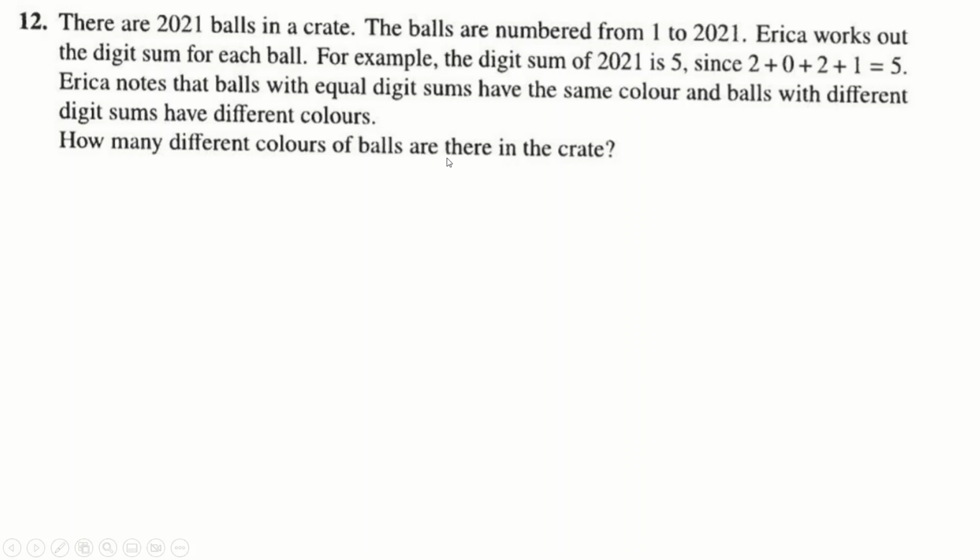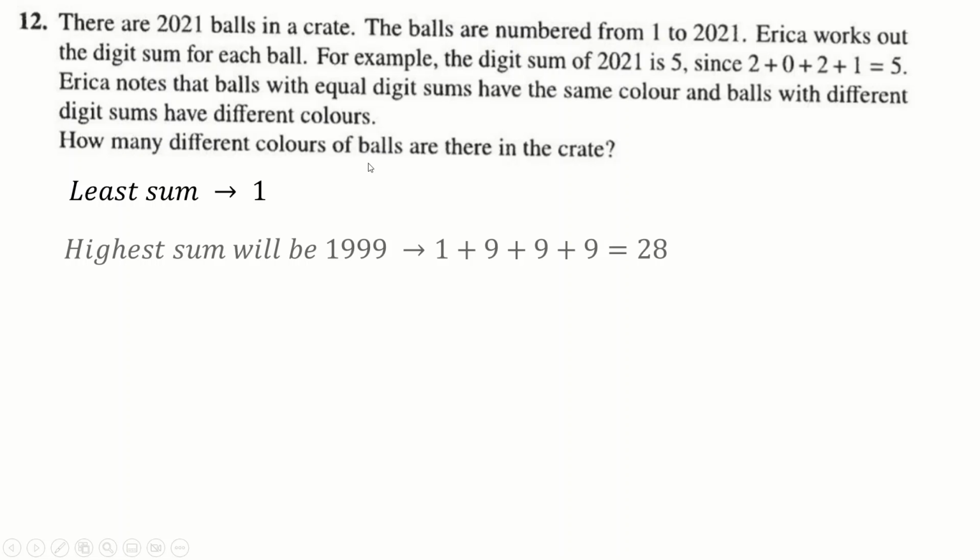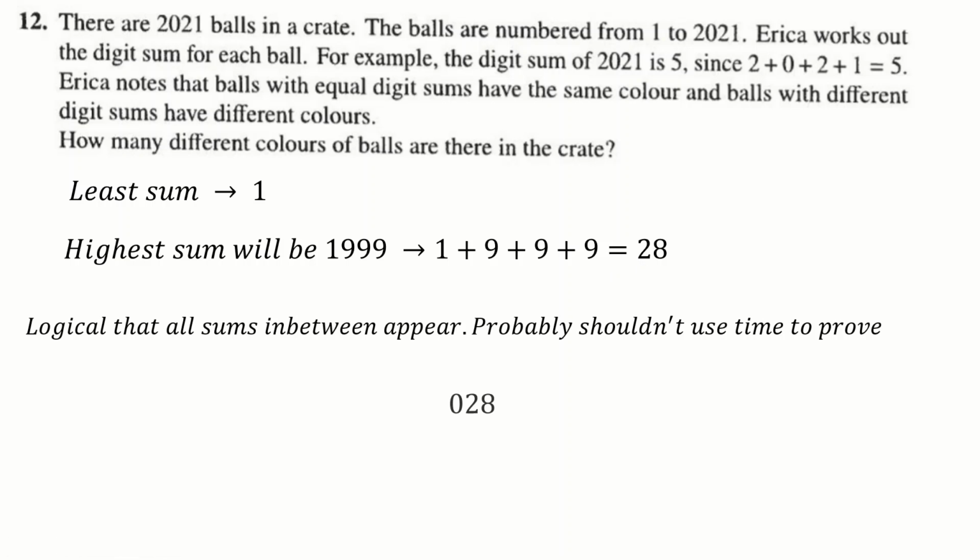Well, the smallest digit sum you can have is 1, because the ball labeled 1 has a digit sum of 1. So the smallest color you can have is this digit sum 1. Now, of course, more balls will have this color. The ball 1000 will also have a digit sum of 1 and be the same color, but that doesn't really matter. What's the largest digit sum you can have? Well, it's probably this, right? Add those up for 28. And so it seems pretty obvious then there are 28 different colors.